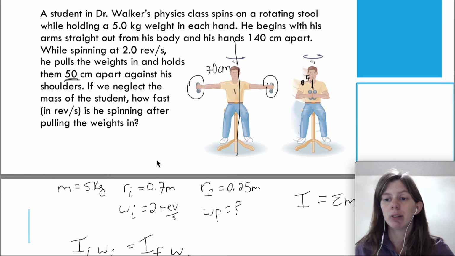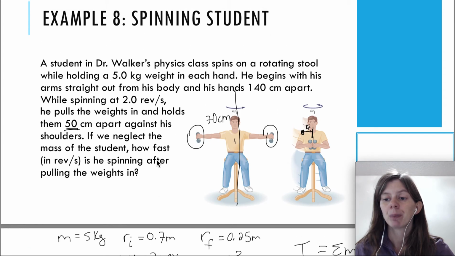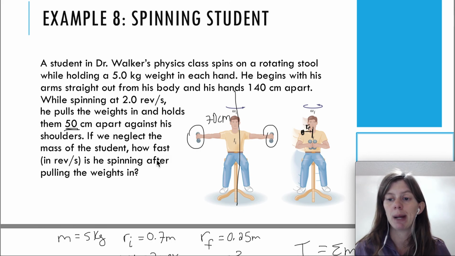That's the end of this video. So just to recap, if you have an object that's rotating and its moment of inertia is changing because the mass is moving around, then use conservation of angular momentum and you can figure out how the angular speed changes based on how the distribution of the mass changes.